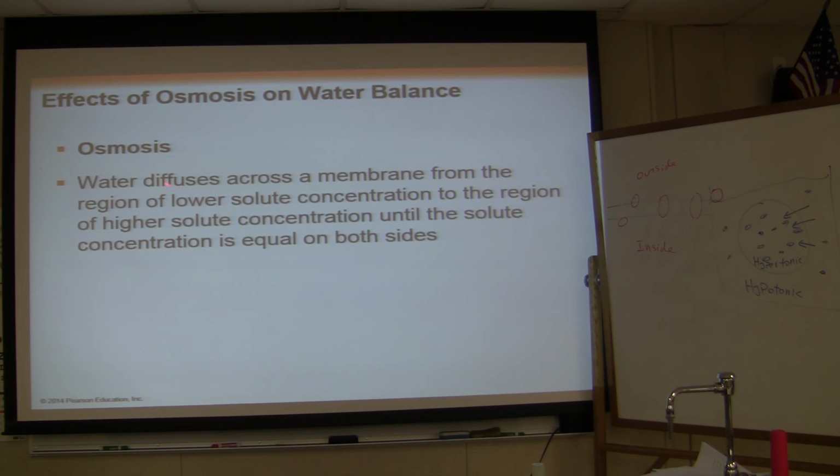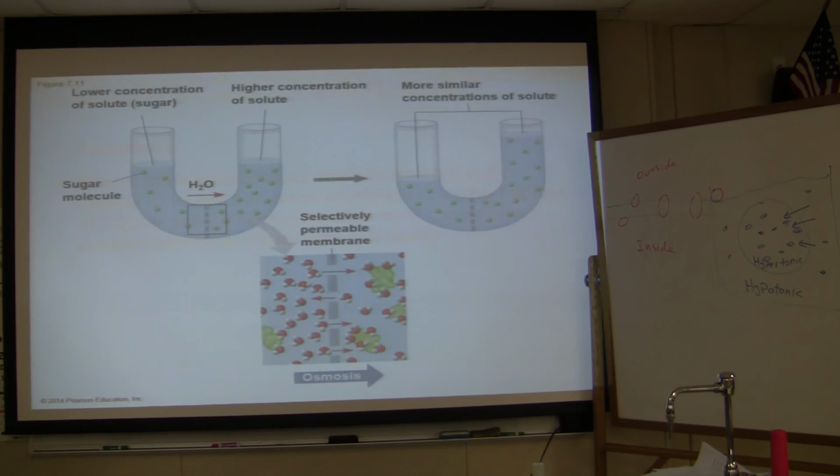Okay, water diffuses across a membrane from a region of lower solute concentration to a region of higher solute concentration until the solute concentration is in equilibrium on both sides. He's talking about that. It's good that he's giving you the same definition. But I talked about water. He's talking about the concentration of solute. Okay, so that is diffusion, when water molecules diffuse.